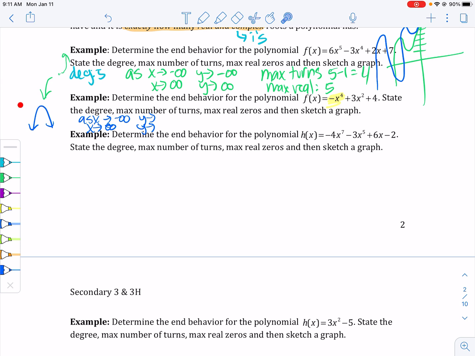So as x goes to negative infinity, y goes to negative infinity, and as x goes to infinity, y goes to negative infinity. So as I'm going to the left, it's going down, so negative infinity. As it's going to the right, it's going down, so negative infinity. The max number of turns, let's state our degree first. We had already talked about it, but I didn't write it. Our degree is 4. The max number of turns is always 1 less than that number, so 4 minus 1, which gives us 3.